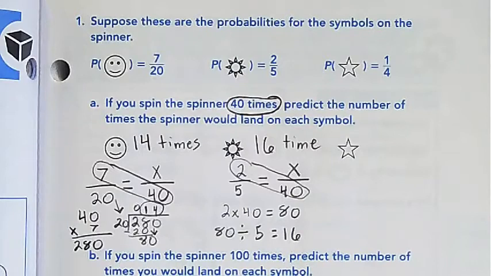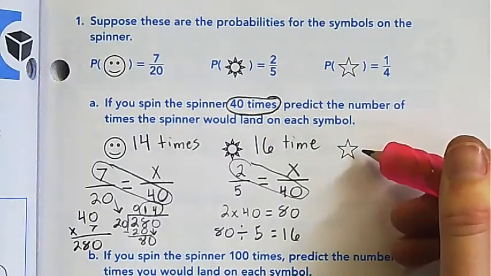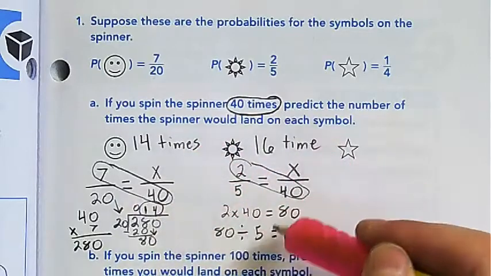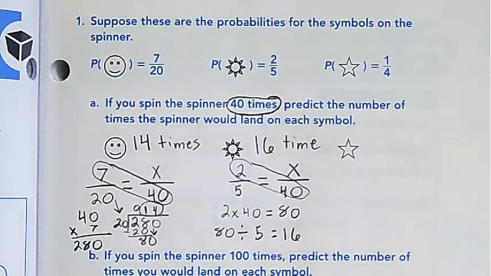I'm going to let you go ahead and do the star, because I get the feeling that we get it. So you go ahead and finish off this page, the star, and then on B, what if you spin the spinner 100 times? So doing the same thing, but with 100. And then read and answer C and D. And that'll be all the time we have left of class.